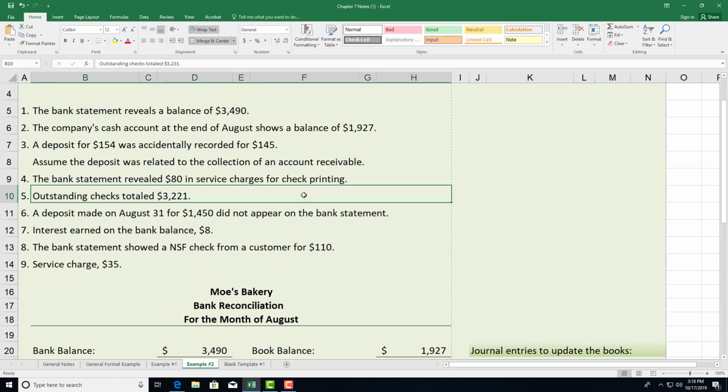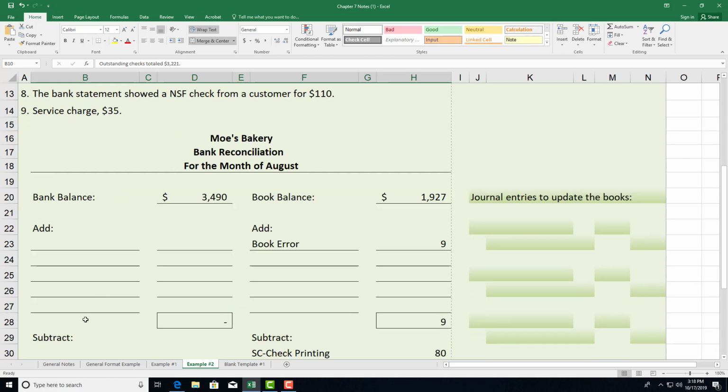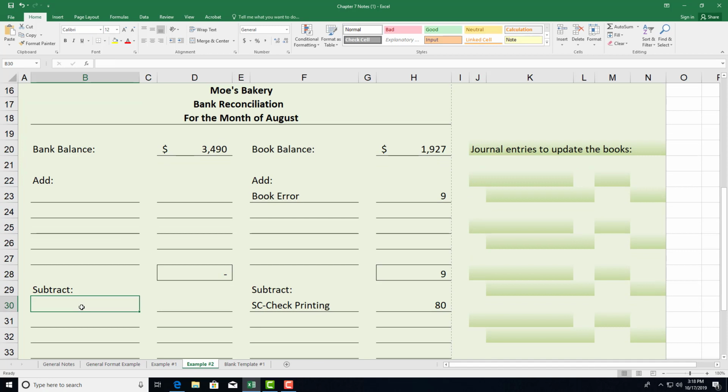Number 5, we have outstanding checks. So these are checks that we have written. They are already recorded on the books, so the books know about it first. The bank is just not up to date, and so once the bank processes those checks, then the bank will deduct that from our balance. So we'll go on the bank side and subtract outstanding checks.